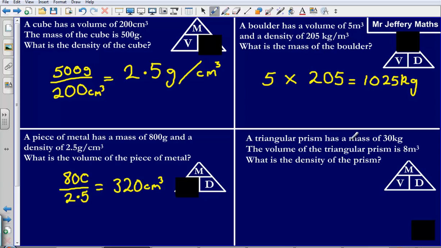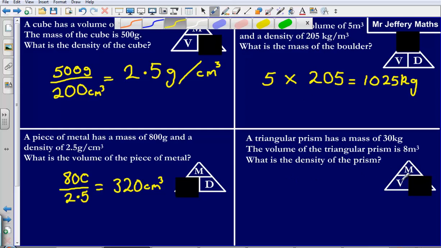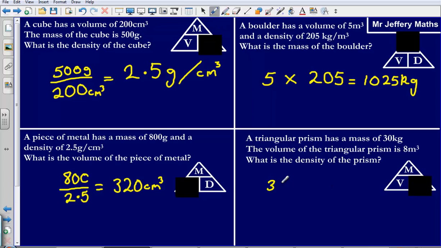Last one. A triangular prism has a mass of 30 kilograms. The volume of the triangular prism is 8 meters cubed. What is the density of the prism? So again, this time I'm looking for density. Just cover up density. That leaves me with mass and volume. Mass is on the top, volume is on the bottom, so I'm going to do 30, the mass, divided by the volume, 8. That's going to give me an answer of 3.75.